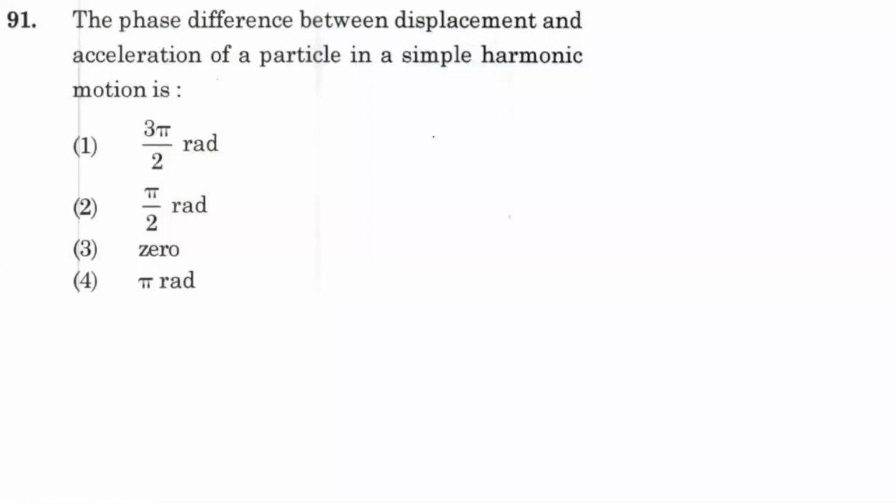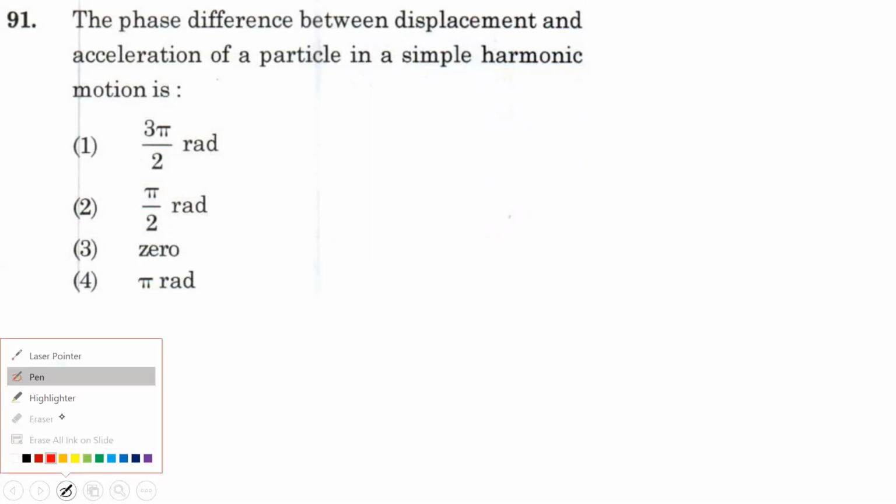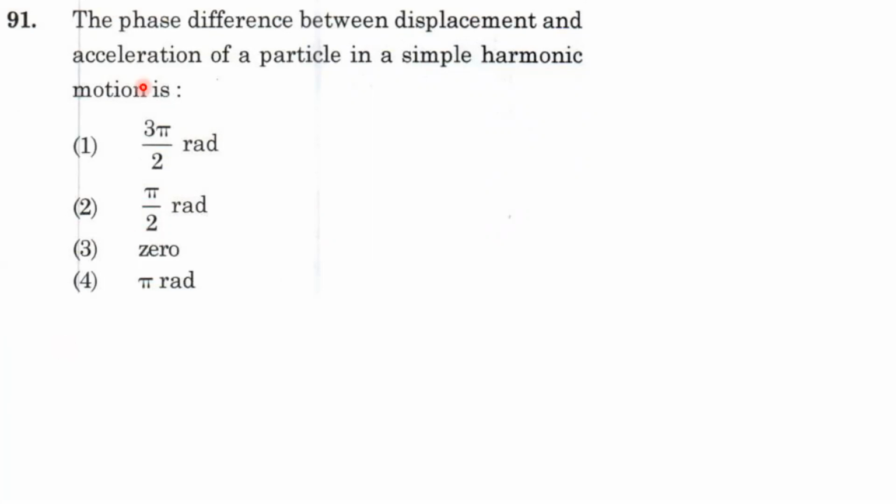Hi students, in this class we are going to discuss NEET 2020 physics questions. First question here: the phase difference between displacement and acceleration of a particle in simple harmonic motion is dash. Now let us take the formula for simple harmonic motion. What is the formula for simple harmonic motion?